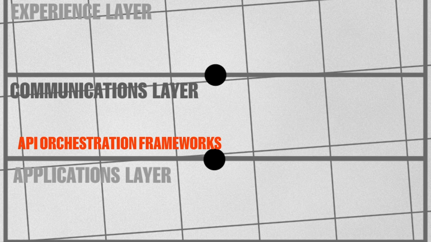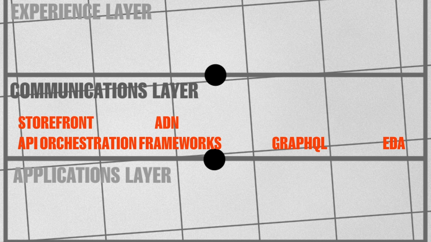Getting this layer right is vital for accelerating the development of your touchpoints and ensuring that there is consistency of communication across all of your touchpoints. Some of the key technologies used in this layer include API orchestration frameworks, GraphQL, as well as event-driven architecture services. It also includes front-end specific API componentry like those included in storefronts and ADNs, or even purpose-built backend for front-ends, or BFFs.